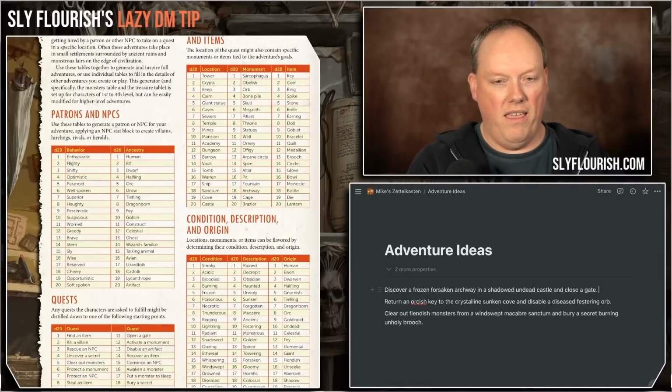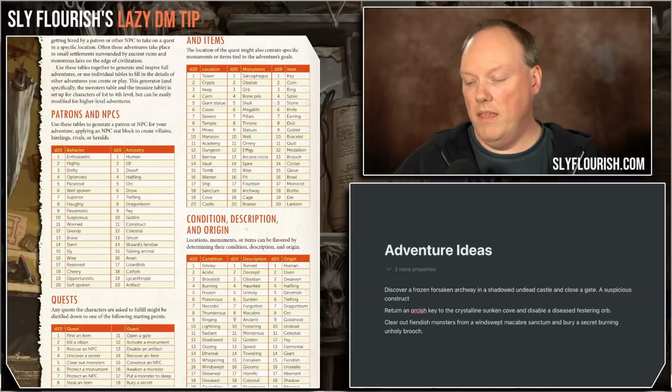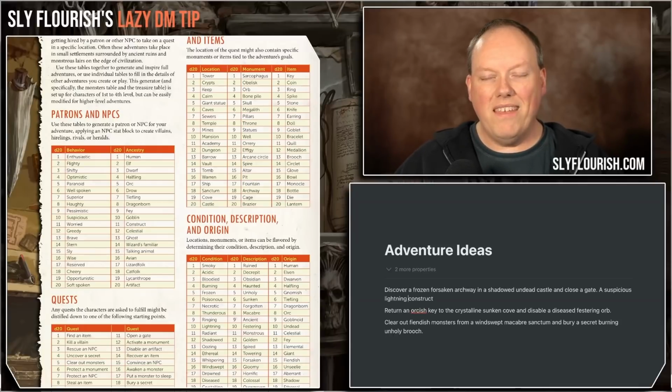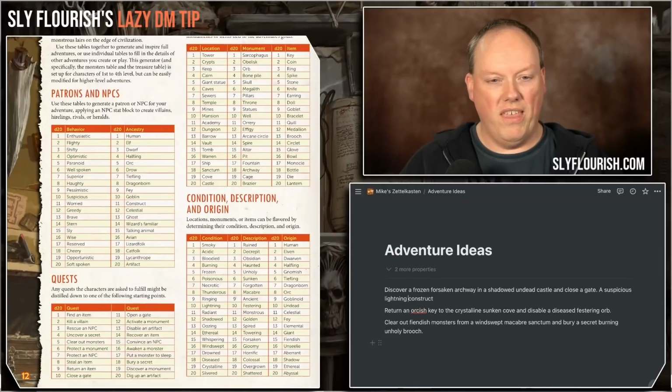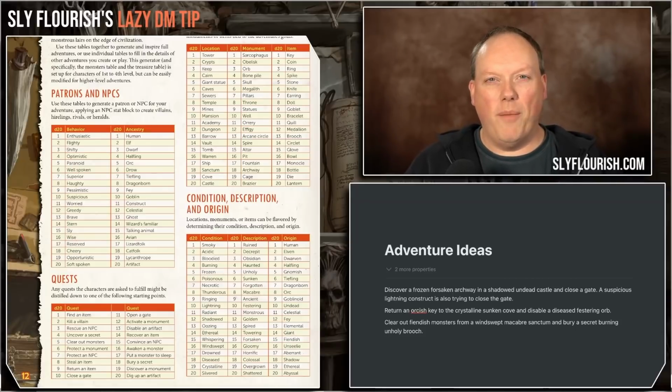So let's add that. What is that construct trying to do? And maybe we'll give it a condition, because we can. 10, a lightning construct. A suspicious lightning construct is there. And what does it want? What is it trying to do? We can roll on the quest table again. We get a 10. It is trying to close the gate. So are we. You know, we could, of course, switch that and say that its job is to keep the gate open and it protects it. That's pretty standard. So the boss fight would be a suspicious lightning construct.